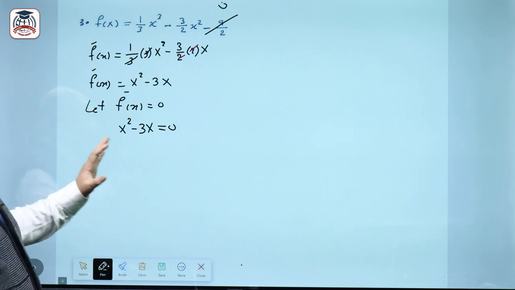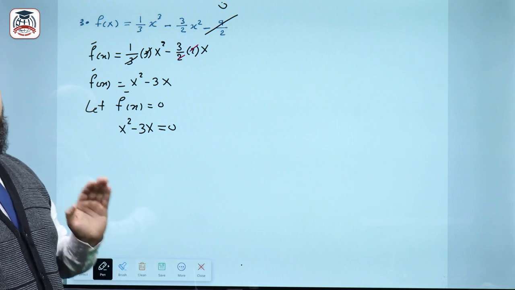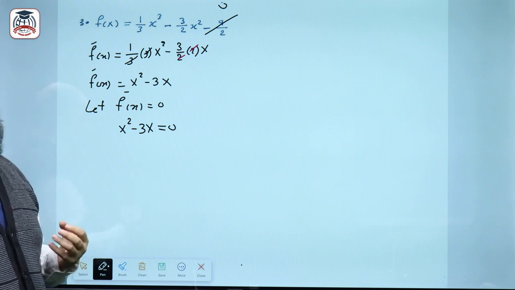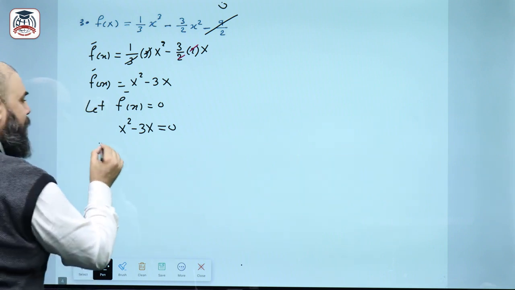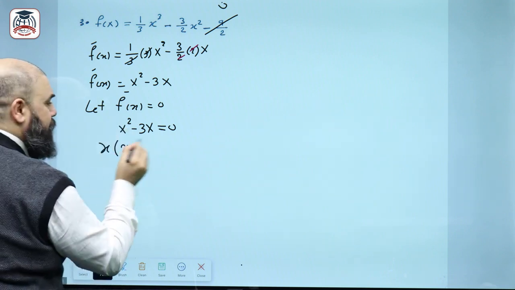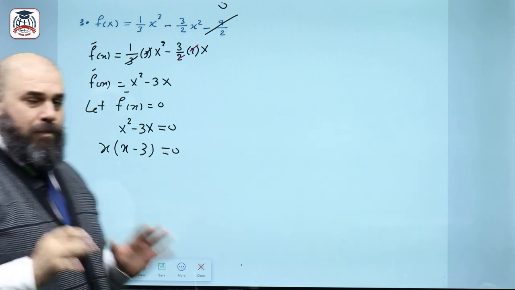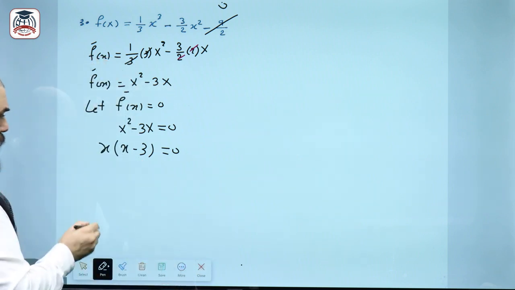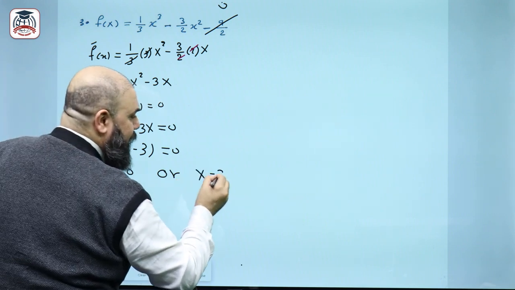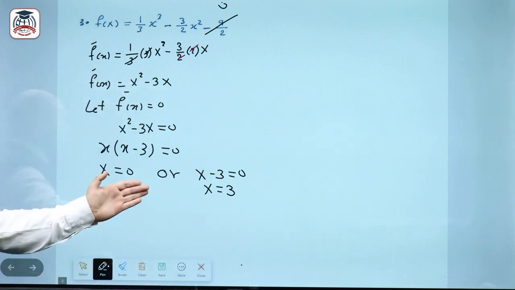To solve this degree 2 equation, first step, take the common factor. The common factor between x squared and x to the power 1, we take the smallest power. Then we have x as the common factor. The remainder is x in the first term, and in the second term is minus 3. Then use the zero product property to solve this equation: x equal to 0 or x minus 3 equal to 0. Transfer 3 to the right side, we have positive 3.